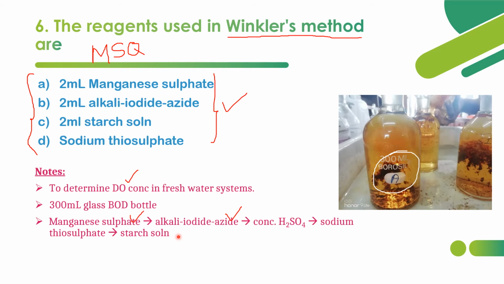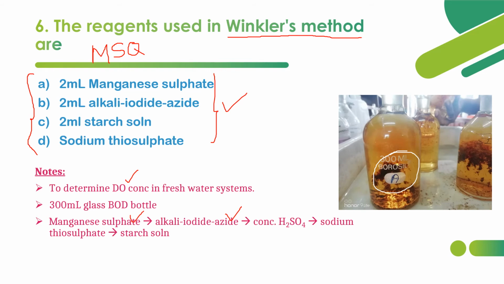The concentration of dissolved oxygen in the sample is equivalent to the number of milliliters of titrant used. How many ml of titrant, that is sodium thiosulfate, is used is equivalent to the concentration of dissolved oxygen. Each ml of sodium thiosulfate added in titration equals 1 milligram per liter of dissolved oxygen. So this is the step-by-step procedure in Winkler's method.